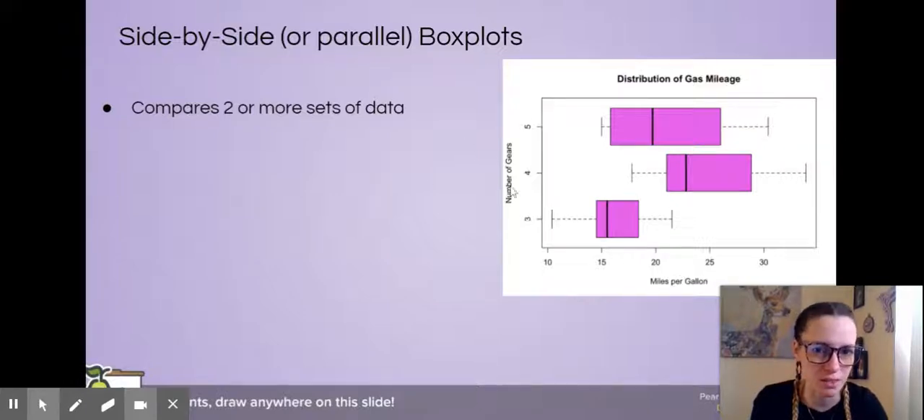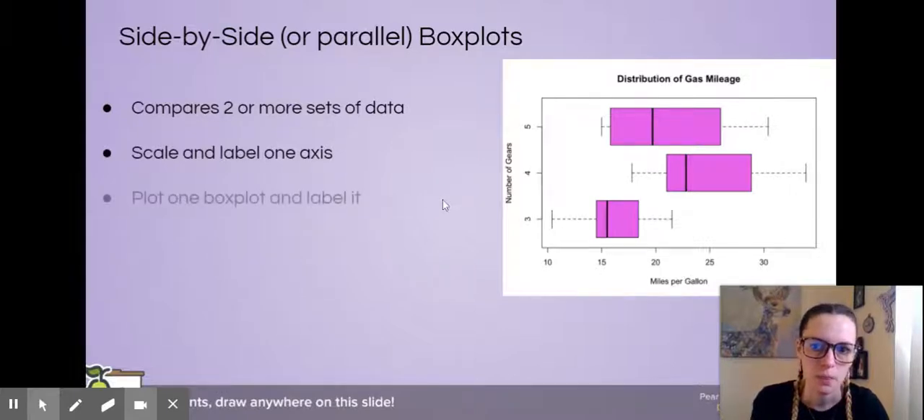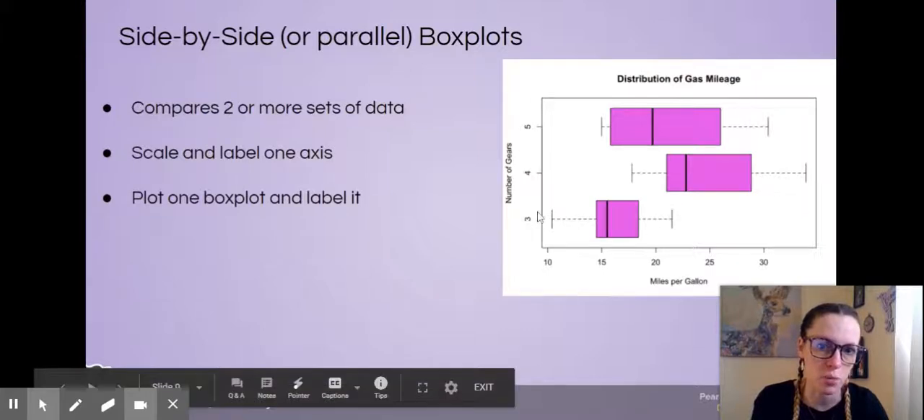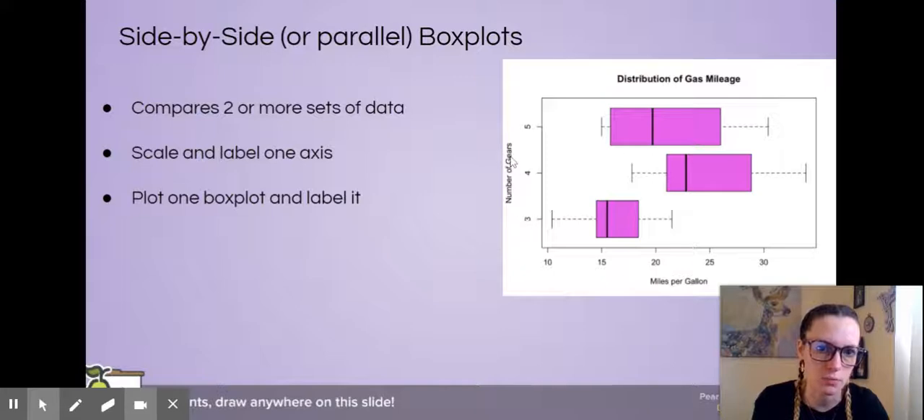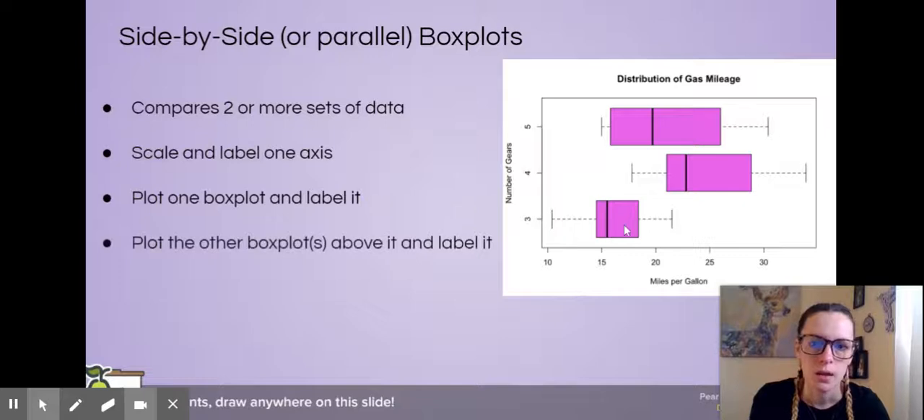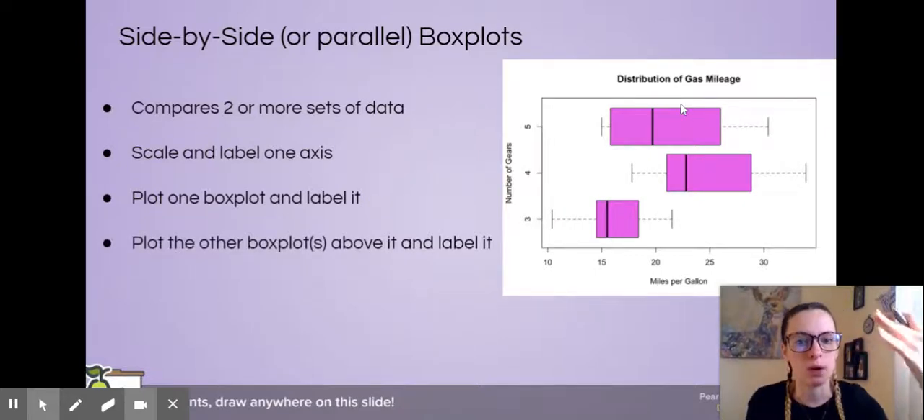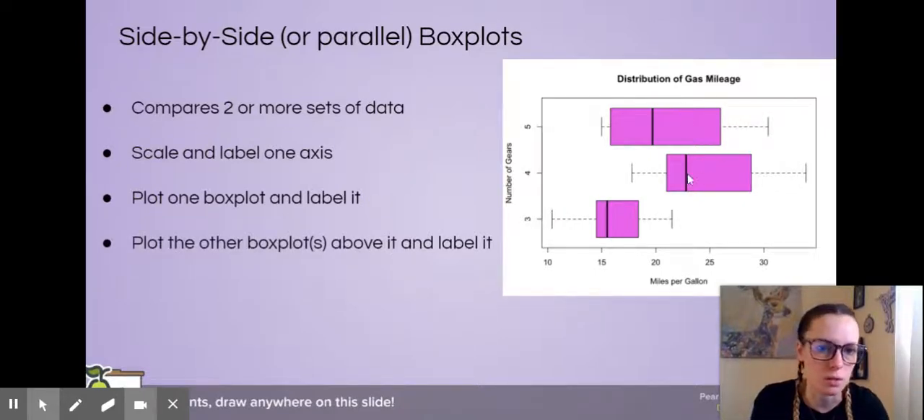In order to create this, what we usually do is we'll still scale and label one axis. So our miles per gallon was what they were looking at. They would have plotted this first box plot on the bottom and labeled it. They chose to label it by also kind of scaling and labeling the y-axis. So this one on the very bottom represents vehicles that have 3 gears. And then you would plot the other box plots above it and label them. So this one in the middle had 4 gears, and obviously the one on the top had 5 gears.